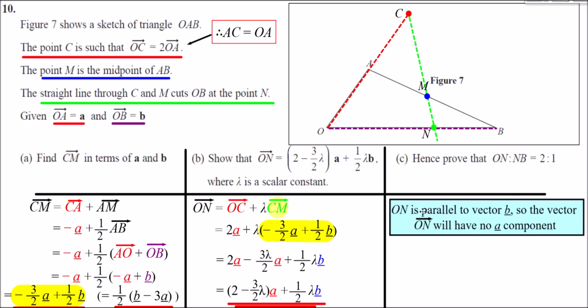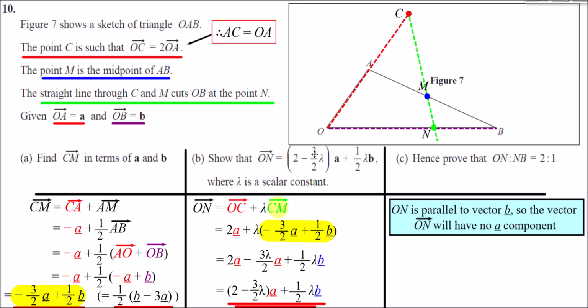So first of all, because ON is parallel to vector B, which is self-evident really, O to N is along this B line, has nothing to do with A, the vector ON will have no A component. A is going sort of diagonally up, so this bit here will be 0, and that's our clue, our way in to solving this question.